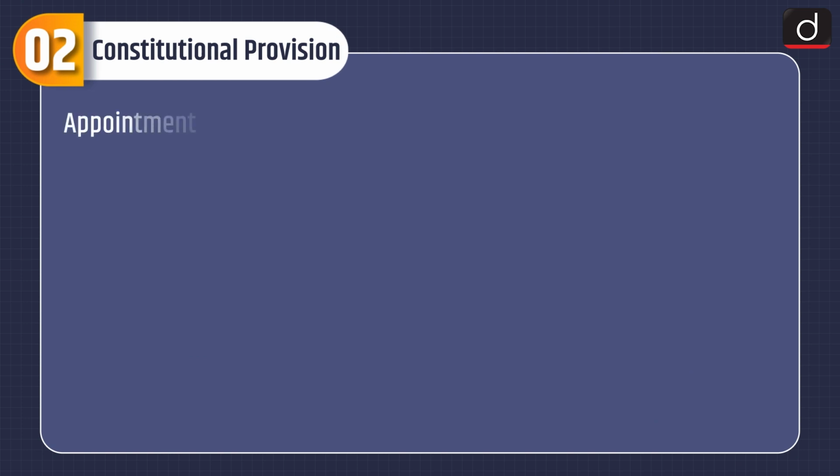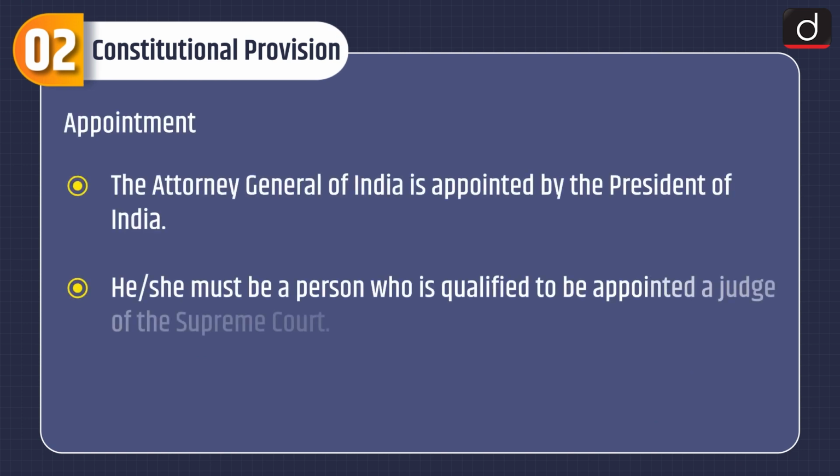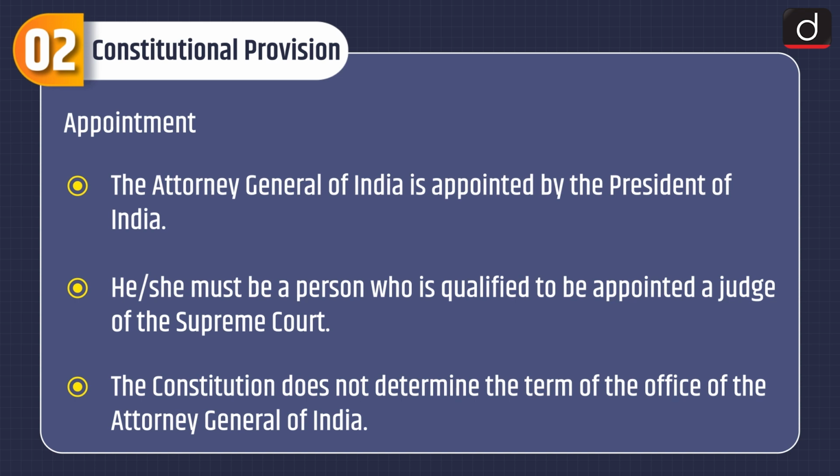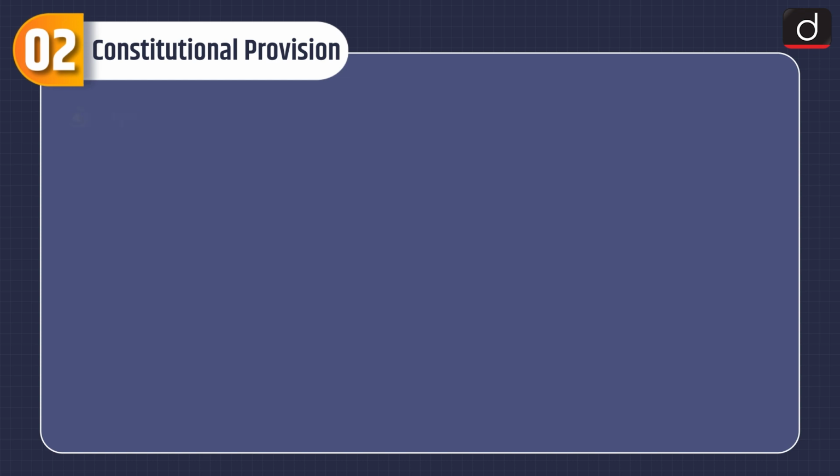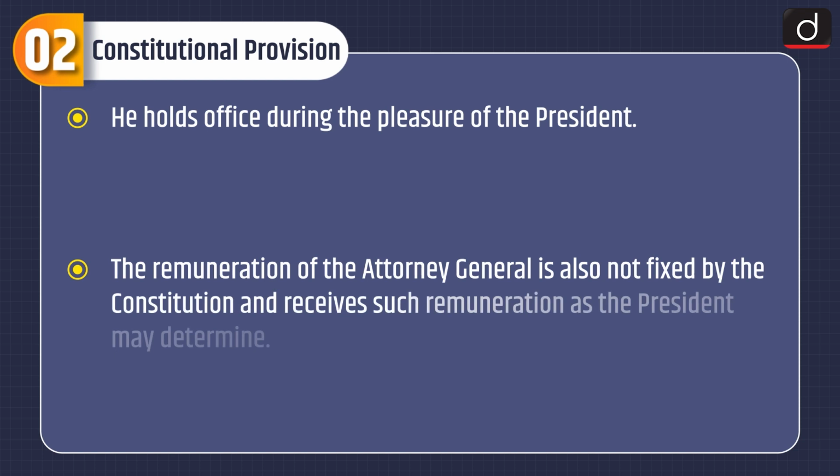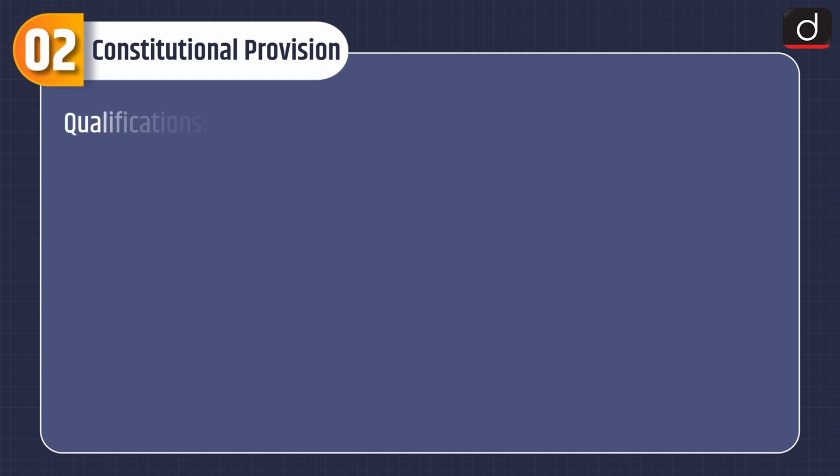Now moving on to the constitutional provisions. First is appointment. The Attorney General of India is appointed by the President of India. He or she must be a person who is qualified to be appointed a judge of the Supreme Court. The Constitution does not determine the term of the office of the Attorney General of India. He holds office during the pleasure of the President. The remuneration of the Attorney General is also not fixed by the Constitution and receives such remuneration as the President may determine.